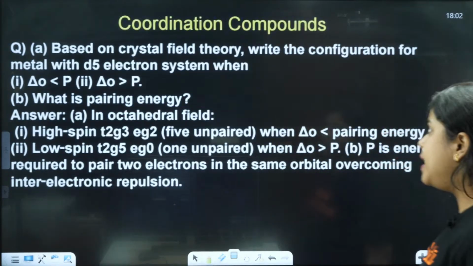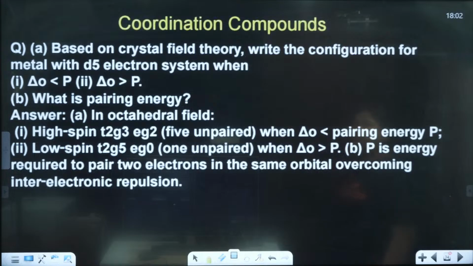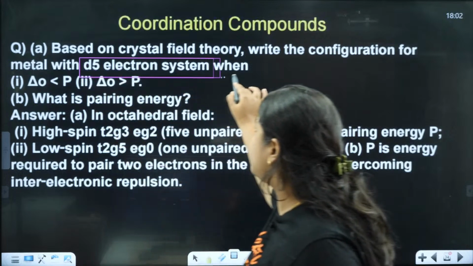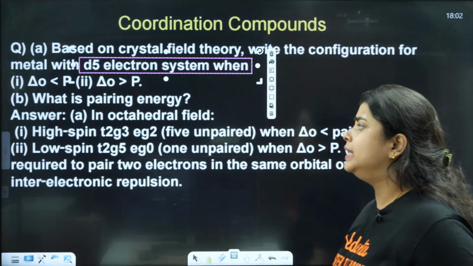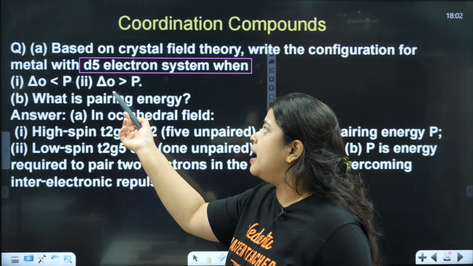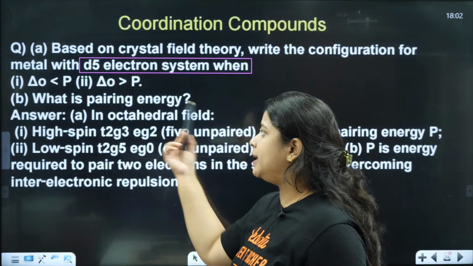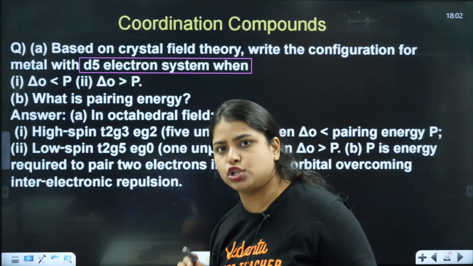Okay next one, based on the crystal field theory, write the configuration for the metal with d5 electrons. What is actually the d5 electron system when delta naught is less than P and delta naught is greater than P. Next one is what is the pairing energy? What is the pairing energy? 2 questions they have asked.